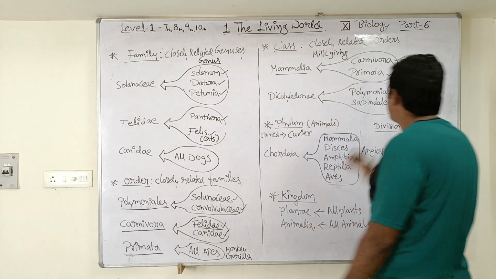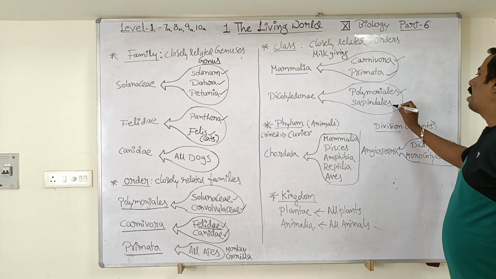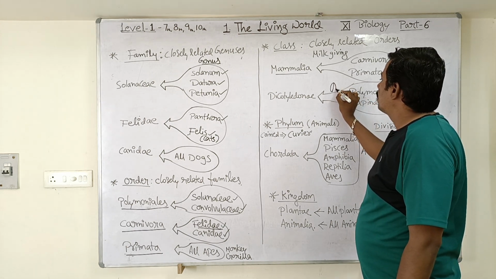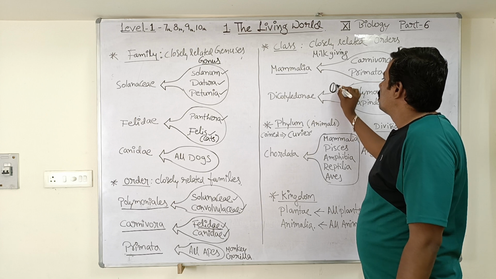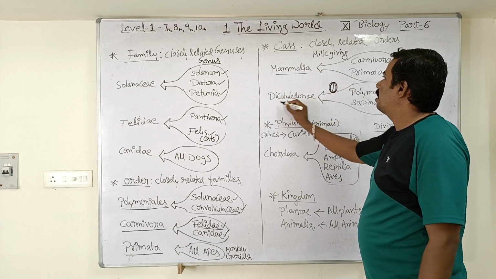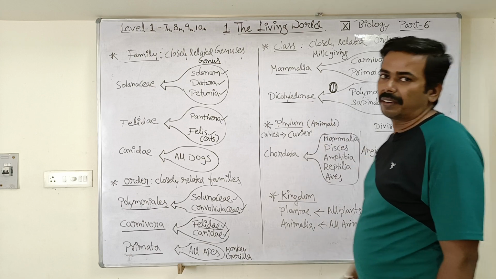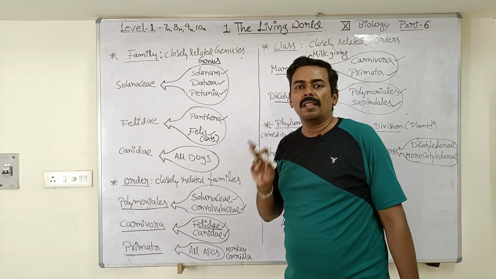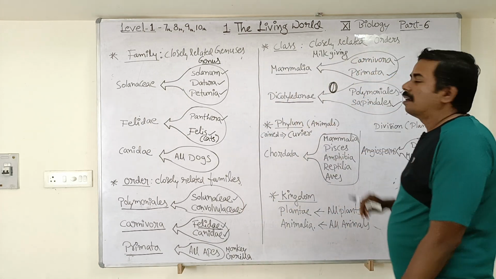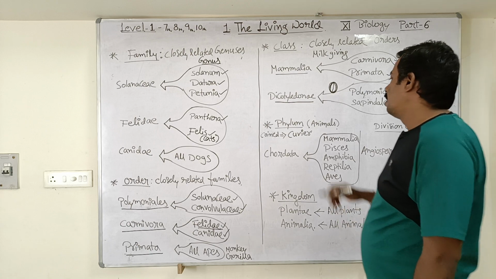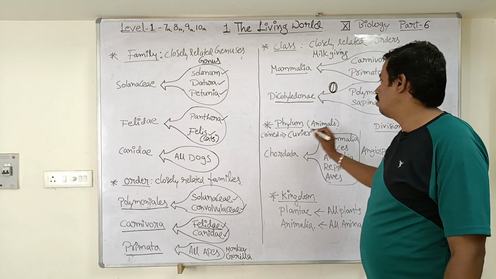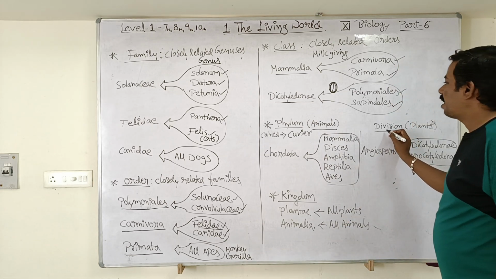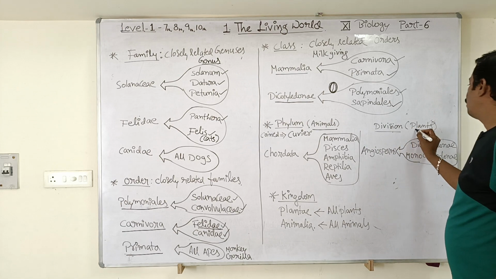Next, the orders Polymoniales and Sapindales have a common character, that is, they have two cotyledons in the seed. So, based upon this character, they are placed in a class called Dicotyledonae. Di means two. Two cotyledons are present in the seeds. That's why they are placed in a class called Dicotyledonae. Next taxon, phylum. Phylum is used for animals. Division is an equivalent taxon for phylum, which is used for plants.